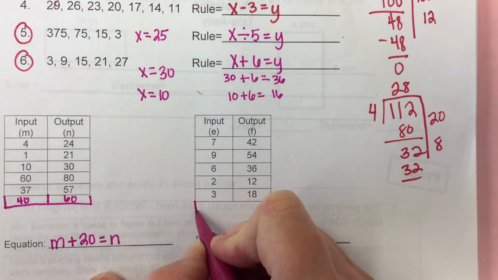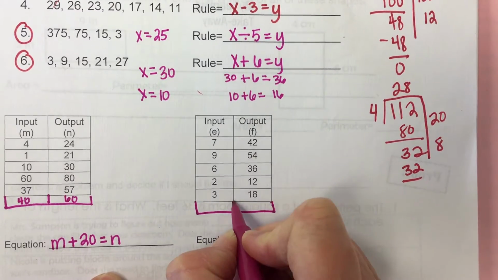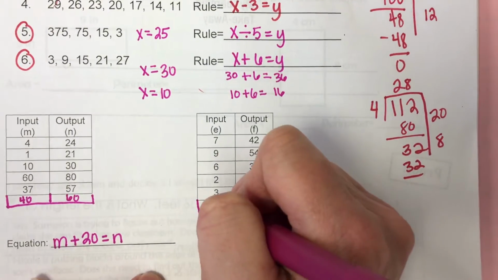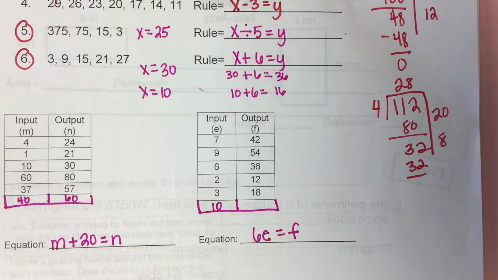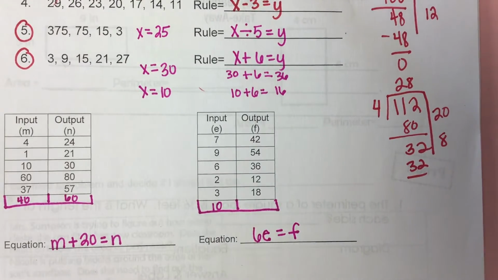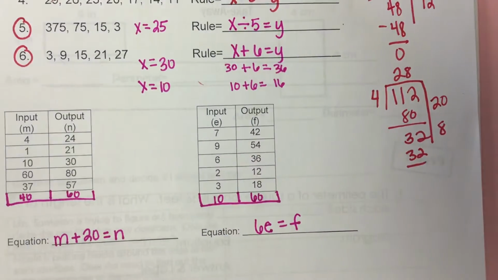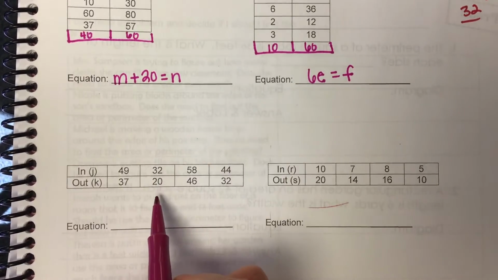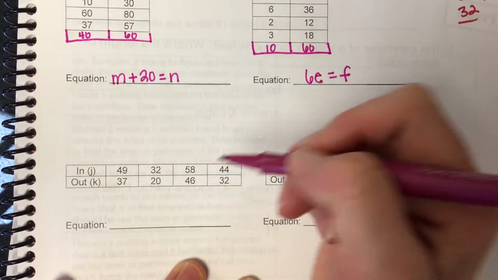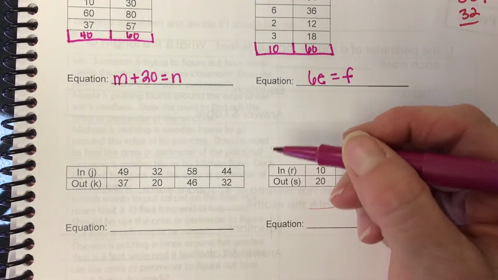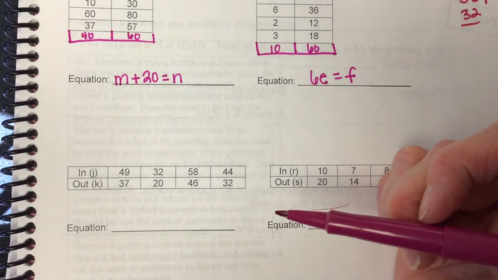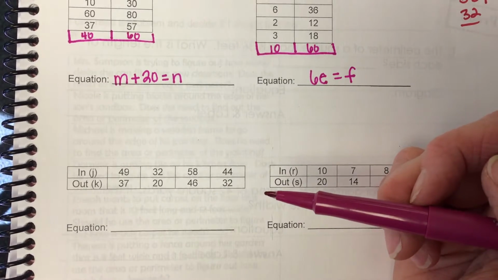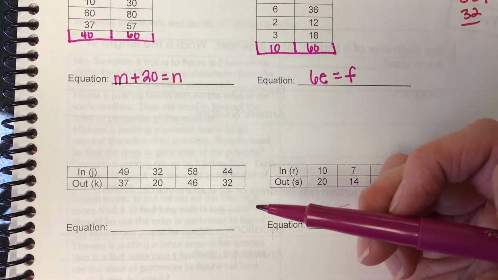Okay? Add a line to this table. Okay? What if my input number were 10? What would my output number be? If my input is 10, what is my output? Sam? 60. 10 times 6 would be 60. Okay, we have 2 more. 49 to 37, 32 to 20, 58 to 46, 44 to 32. My numbers this time are decreasing, so I already know it either is divided by something or subtracting something.